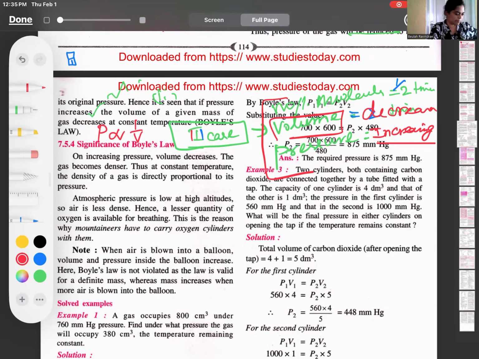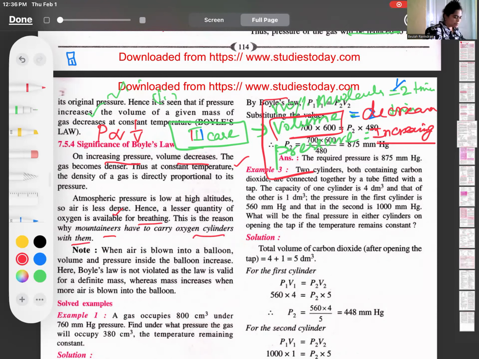What is the major significance? Pressure increases, volume decreases at constant temperature. That needs to be taken care of, otherwise the temperature may affect it. Atmospheric pressure is low at high altitudes, so air is less dense. Hence, a lesser quantity of oxygen is available for breathing. This is the reason why mountaineers have to carry oxygen cylinders with them.